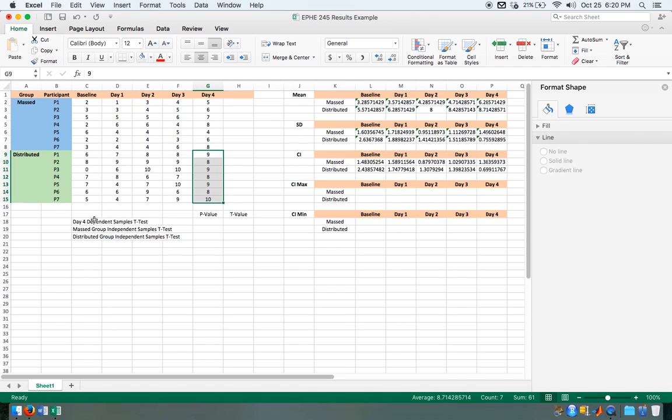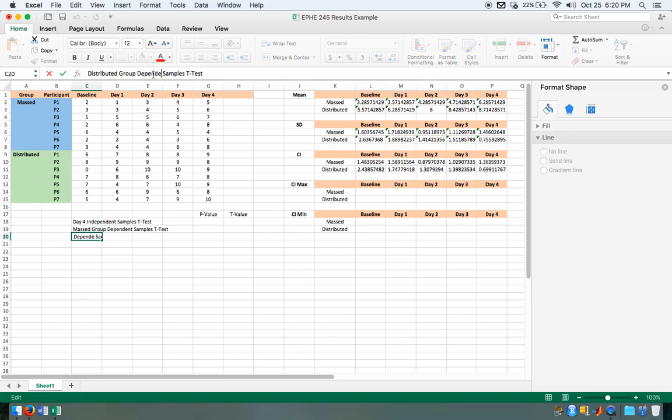Now it might already be becoming clear what dependent and independent samples means, but basically, actually I mixed those up. This is independent, sorry about that. Independent, these are dependent. Cool. So day 4, independent means that the two samples are two different groups of people. So I'm looking at a group that did a massed practice versus a group that did distributed practice.